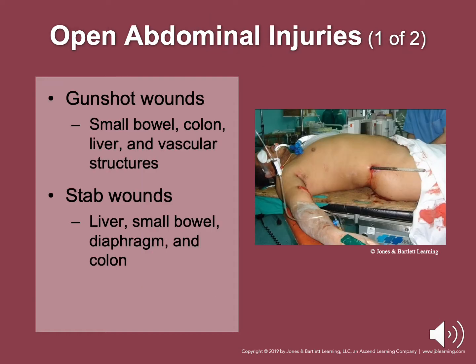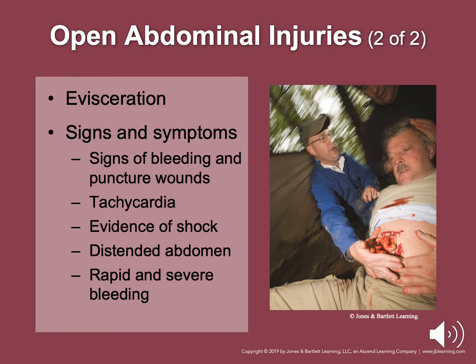Gunshot wounds involve injury to the small bowel, colon, liver, and vascular structures. With stab wounds, the liver, small bowel, diaphragm, and colon are frequently injured. Evisceration goes all the way through the skin, muscle layer, and fascia, resulting in bowel protruding through the skin. Those are your signs and symptoms.